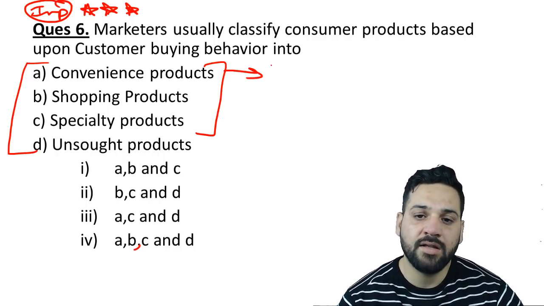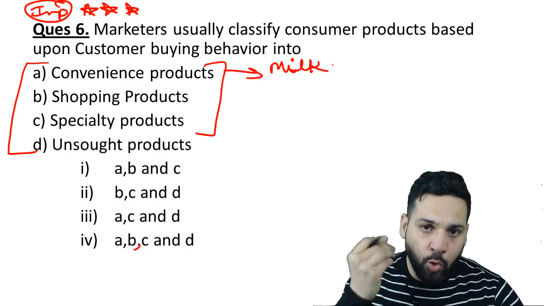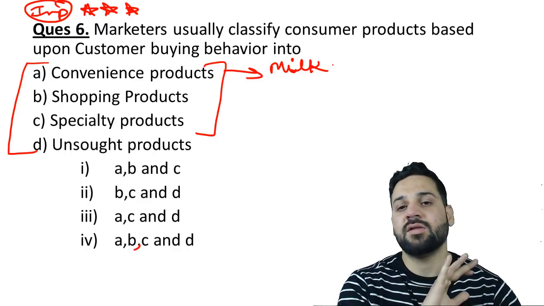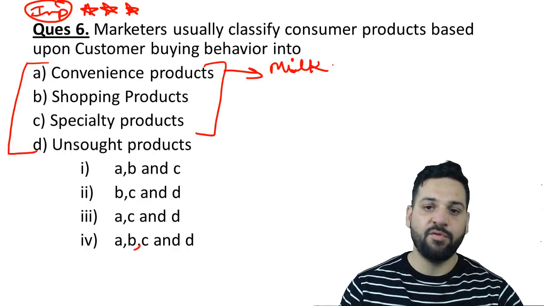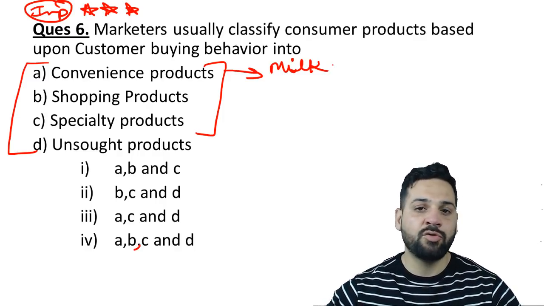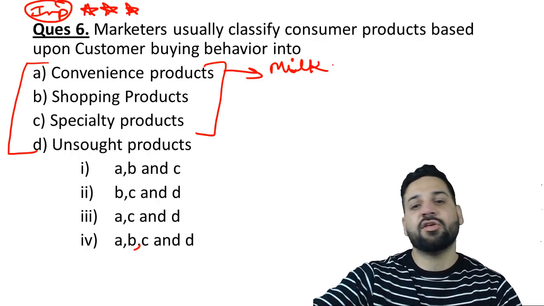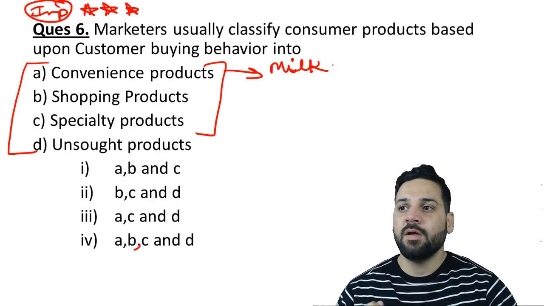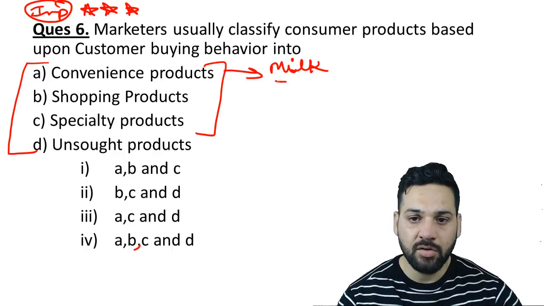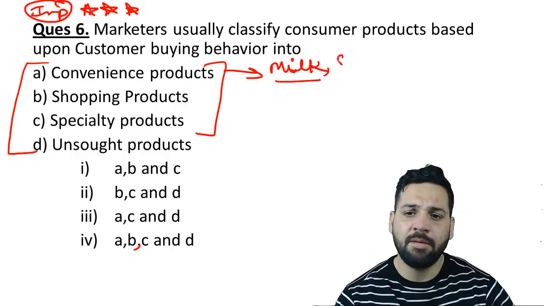Convenience products are the kind of product, for example milk, in which it is a low cost product, low priced products. And its consumers, they are not doing any sort of research before buying them. In the morning, you need milk, and you go to a store in the morning, right? And you just buy it. You are not going to compare the product. You are just going to buy your milk, right? You are already aware about what you are going to buy. You need milk. You got the milk in the morning.